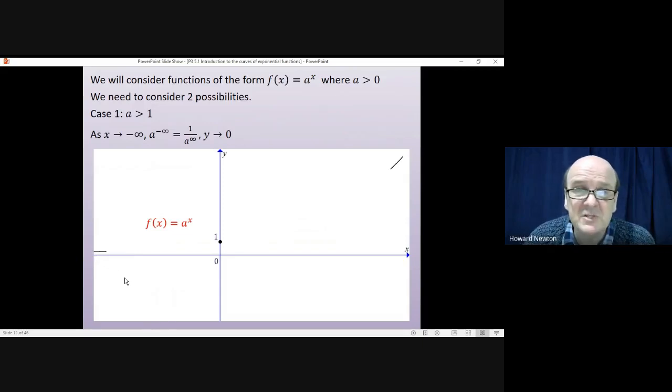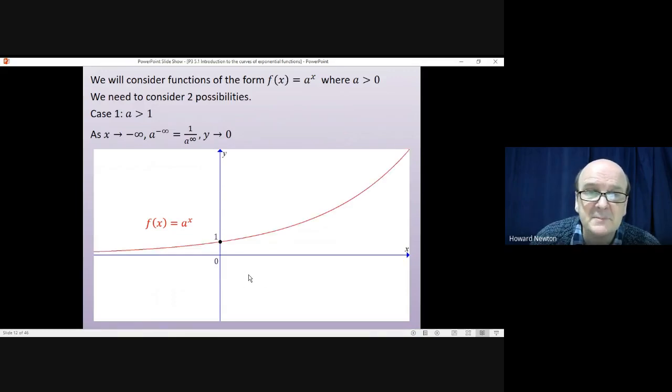Now, nothing strange happens in between. So we know the curve starts here. It will cross through the y-axis at 1, and then it's going to head up here. So it'll look something like that.